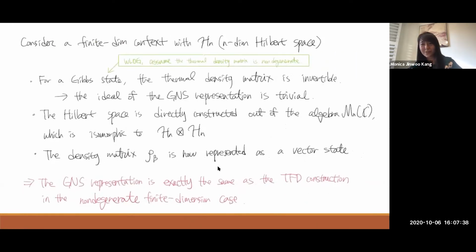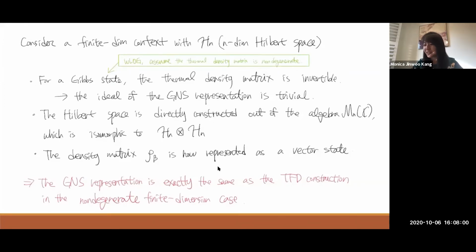So considering a finite dimensional case for the GNS construction with a KMS state, I'm going to first assume the thermal density matrix is non-degenerate, because that would be the easiest case to deal with. Then for a Gibbs state, the thermal density matrix is invertible. What does that mean? It just means that the ideal of the GNS representation is trivial.